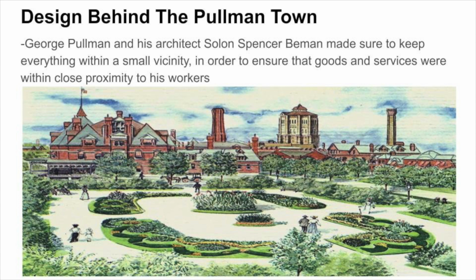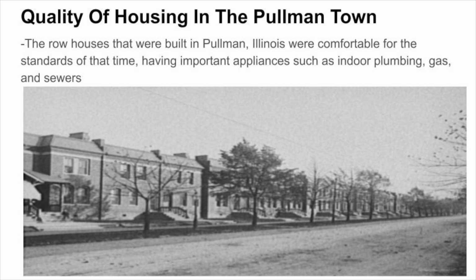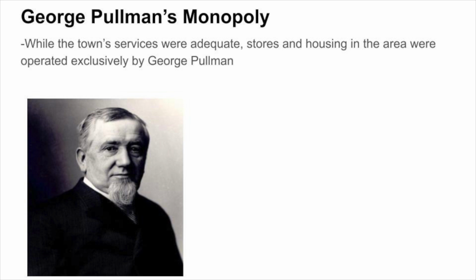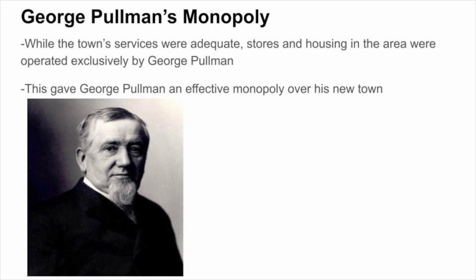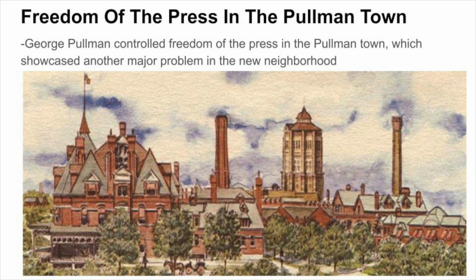The row houses that were built in Pullman, Illinois were comfortable for the standards of that time, having important appliances such as indoor plumbing, gas, and sewers. While the town's services were adequate, stores and housing in the area were operated exclusively by Pullman. This gave George Pullman an effective monopoly over his new town. Pullman also controlled freedom of the press in the town, which showcased another major problem in the new neighborhood.